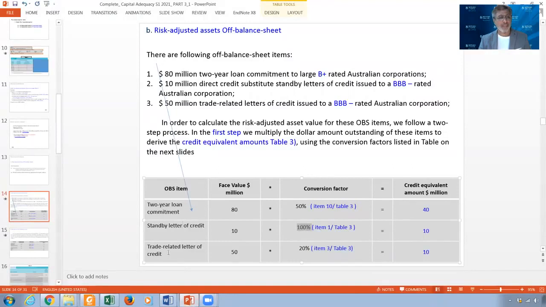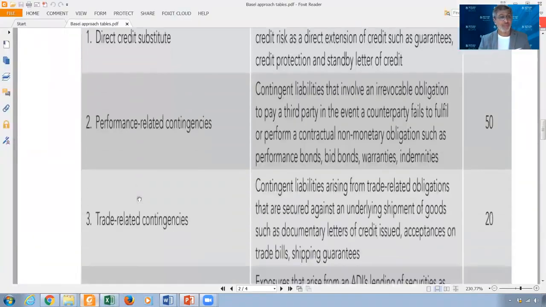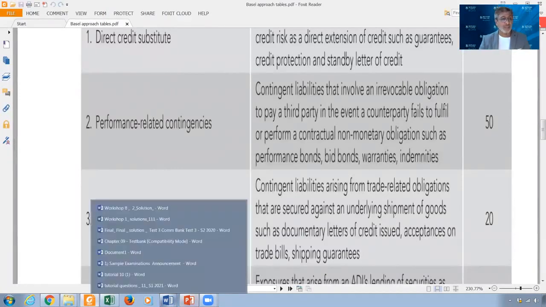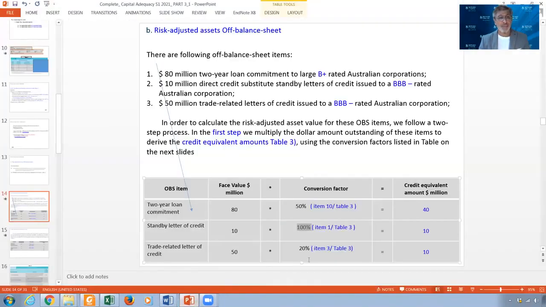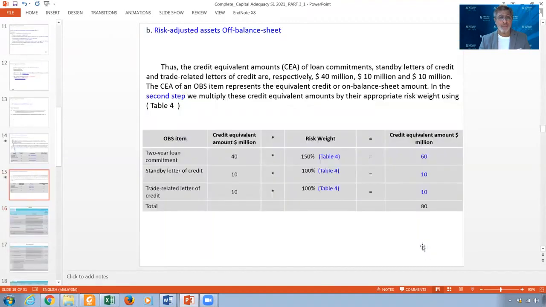Then we have trade related, which is item 3. We will discuss this in the tutorial in detail. And if you see in table 3, trade related contingencies, which is 20%, I did the 20%, and then I move, and you can see it's 20%. So now I get the credit equivalent, which is step 1. So I get 40, 10, 10. Now I have to bring this 40 in the second step, 40, 10, 10. So this is the first step, and this is the second step now.